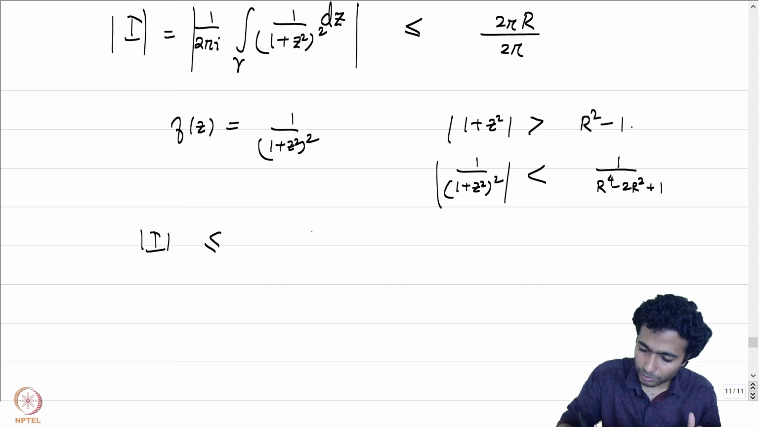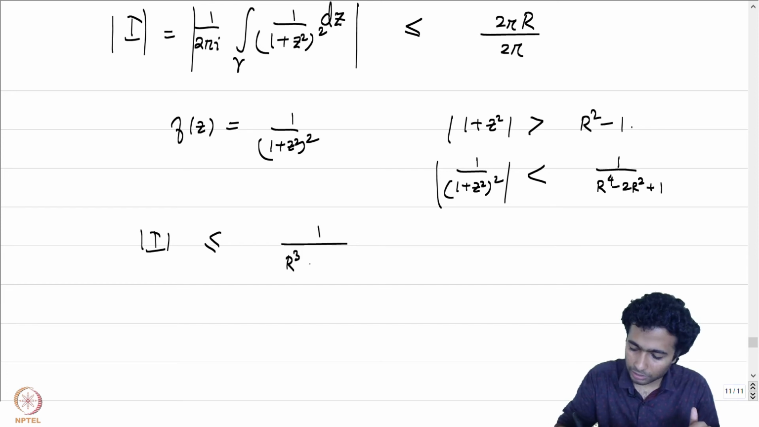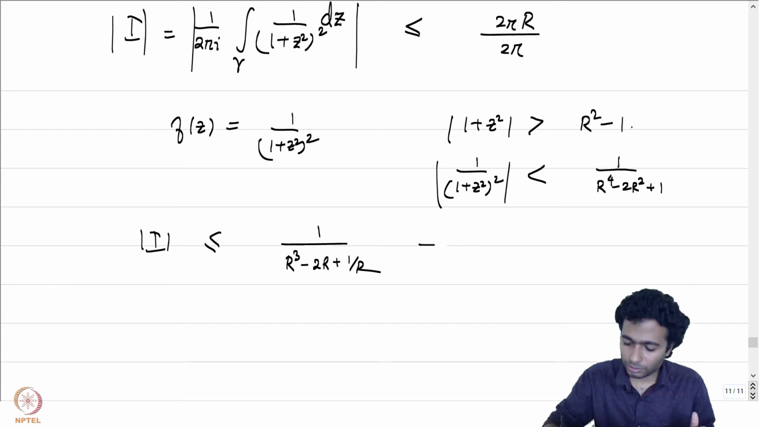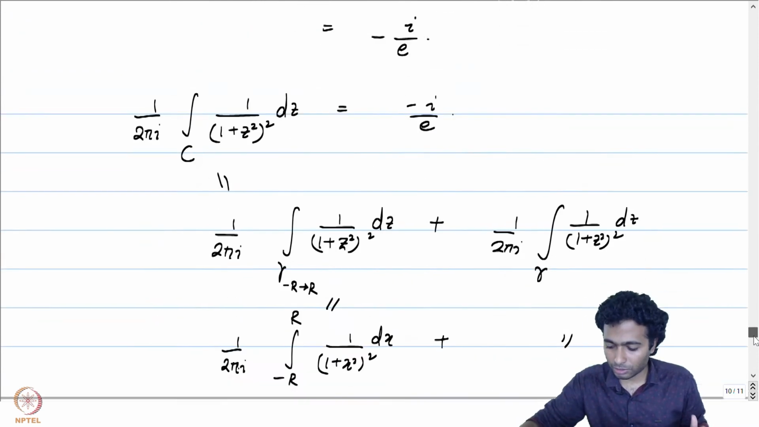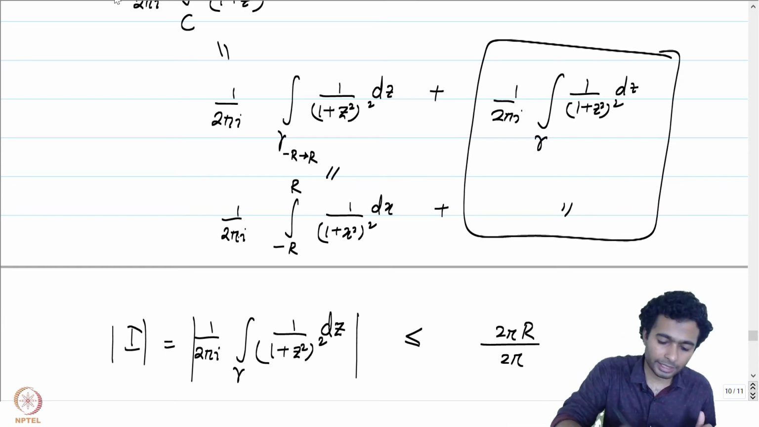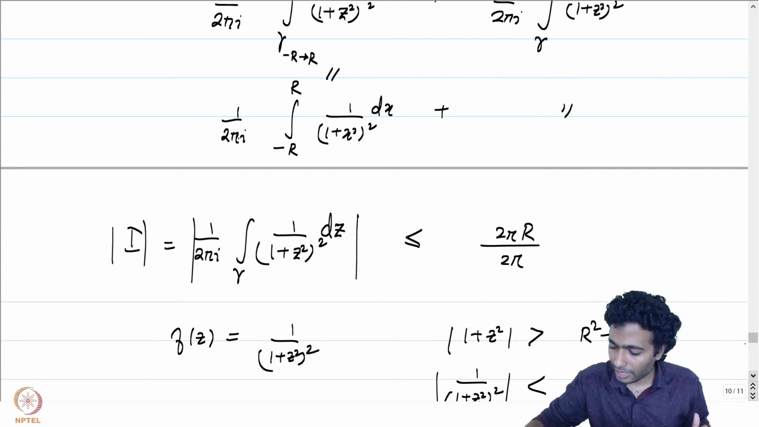And therefore, if you impose this bound over there, the absolute value of I is going to be less than or equal to 1 by, dividing by r, r to the power 3 minus 2 times r plus 1 by r. And the limit as r goes to infinity, this goes to 0. And therefore, the second term does not contribute anything. This term hence vanishes as the limit as r goes to infinity is taken. Therefore, what we have is the following.